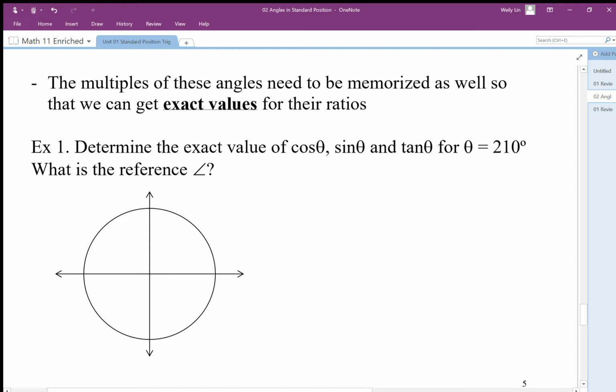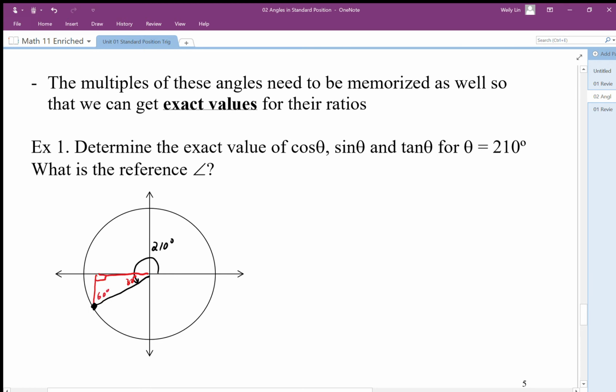So for example, here's 210. If I draw 210, 210 is in this position right here. Okay, there's 210 degrees in standard position. Now the triangle that's associated with this happens to be a special angle. Okay, because the reference angle here is 30 degrees. That's 90 degrees, so this makes it a 30, 60, 90 triangle.